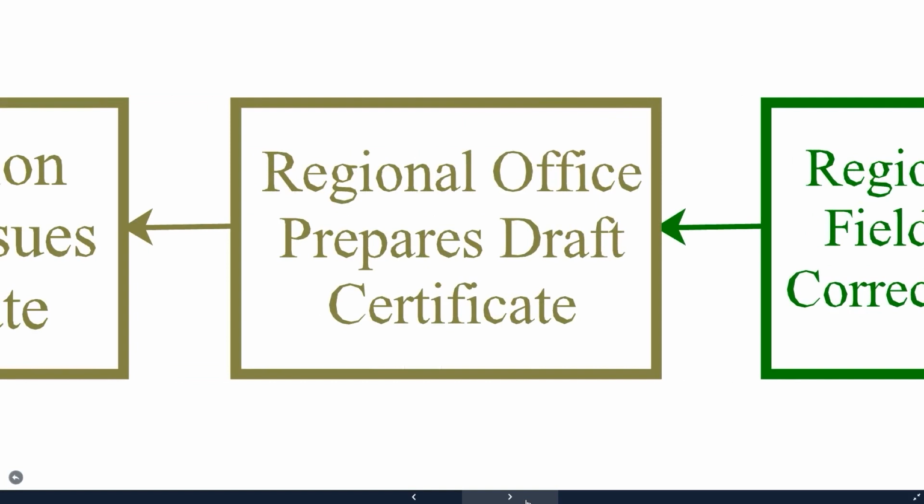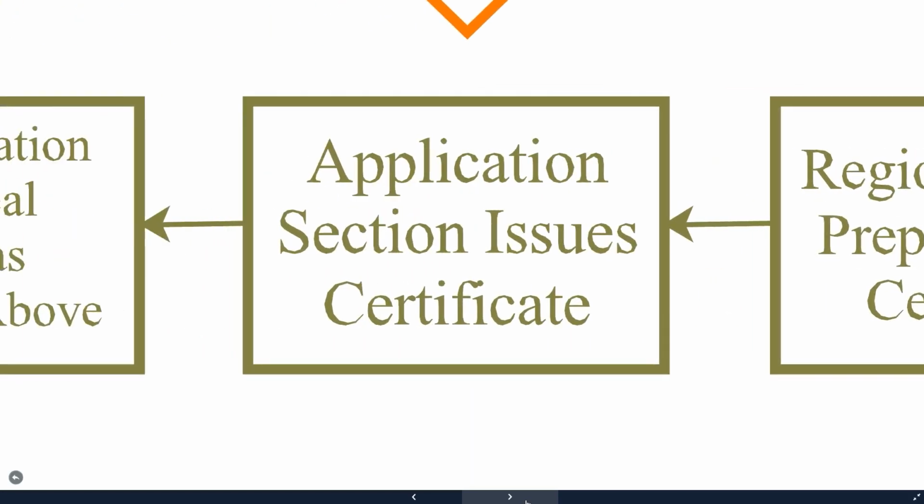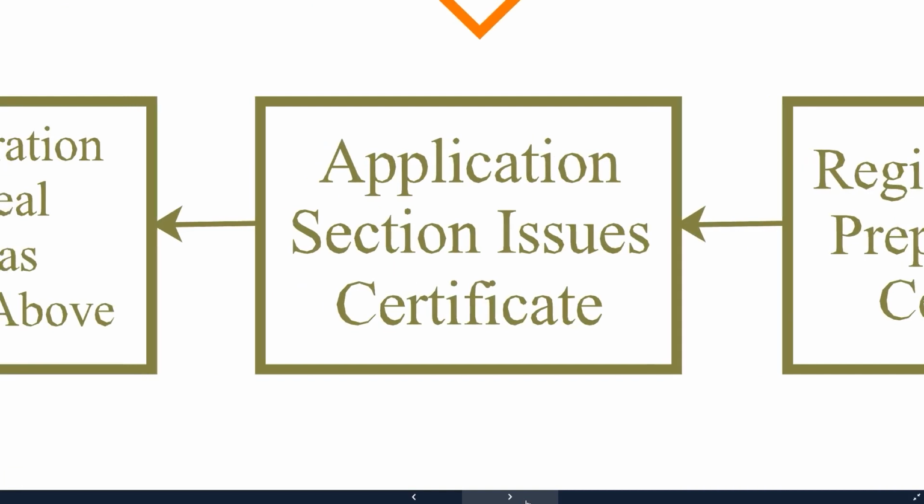If the draft certificate and proof documentation conform to the approval, then the application office issues the final certificate of beneficial use for review by the state engineer. If problems are found with the proof or affidavit of beneficial use, then the application office may request further clarification from the regional office staff or the applicant.